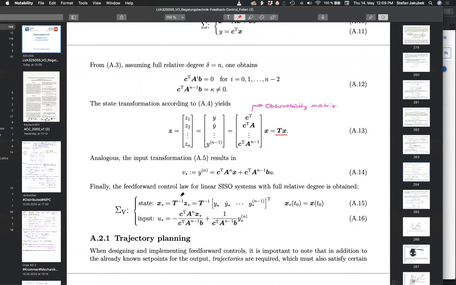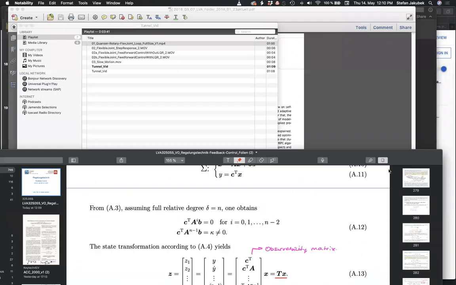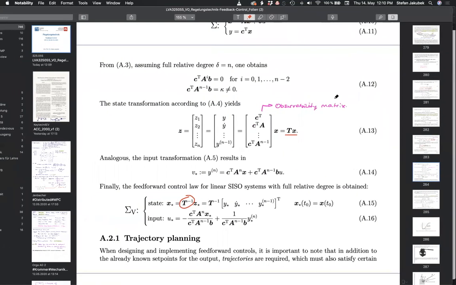And obviously you can see here, in order to compute the control law, you need to know the inverse, which means that this matrix must be invertible. And obviously, this is only possible if the system is observable from the chosen output. So if your system is not observable from the chosen output, you cannot compute the inverse, and then it doesn't work. So it doesn't work for every output, notably, okay?